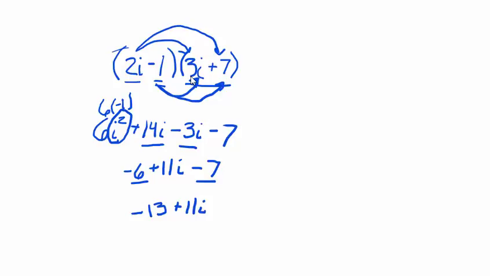So you're working it basically the same way you would if you were doing a binomial times a binomial with an x instead of an i, but it's the same process.